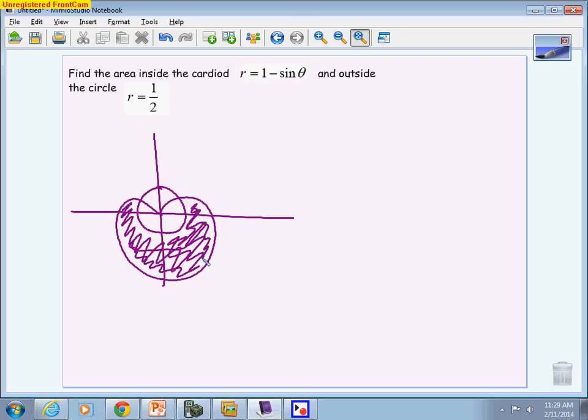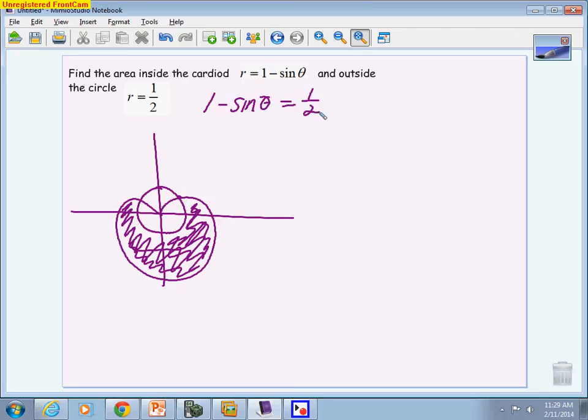I thought this one was a little bit more challenging than the last one, just to give you a gauge on difficulty. So the first thing that I did is I decided, again, to use symmetry, but I do want to find where these intersect because I need that stopping point there. So I set 1 minus sine theta equal to a half.